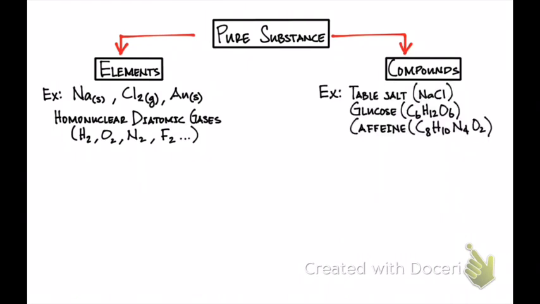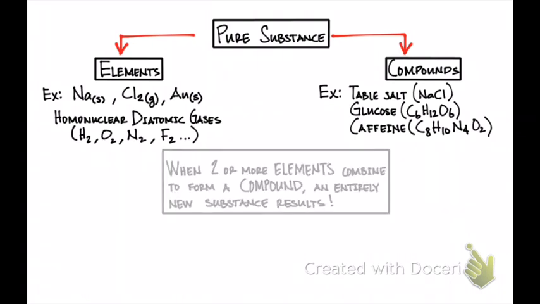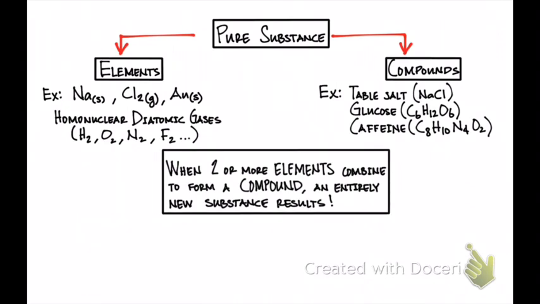Compounds, on the other hand, are composed of multiple different elements. So, for example, you have table salt, which is sodium chloride, glucose, which is sugar, and caffeine, which is composed of carbon, hydrogen, nitrogen, and oxygen. So you can see that they're composed of multiple different elements. So when you combine two or more elements together, they form a compound, which is basically a completely new substance. And they're different in a lot of ways.